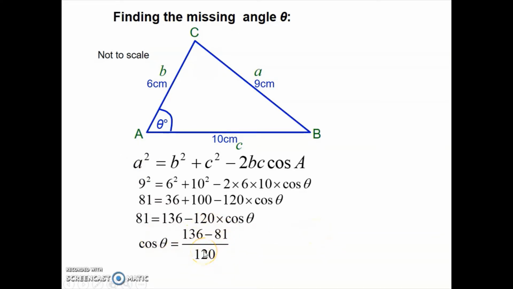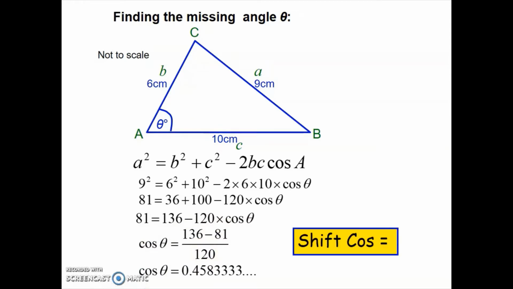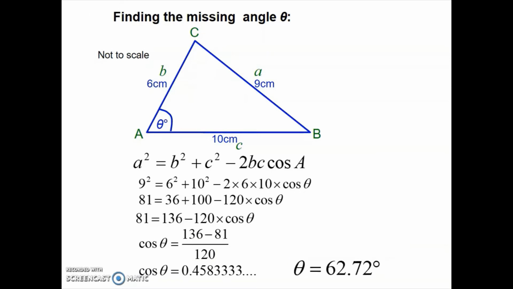Calculator will help us with this, and then we'll need to take the inverse cosine of that value. So on your calculator, that will be shift and cos. That's going to tell us that the value of theta, the size of this angle, is 62.72 degrees.